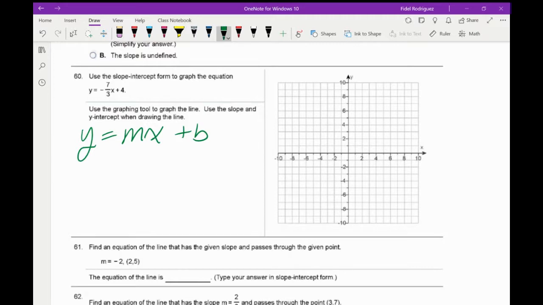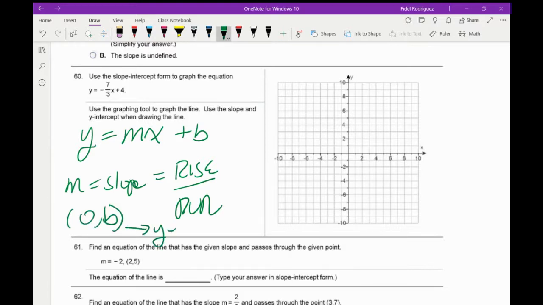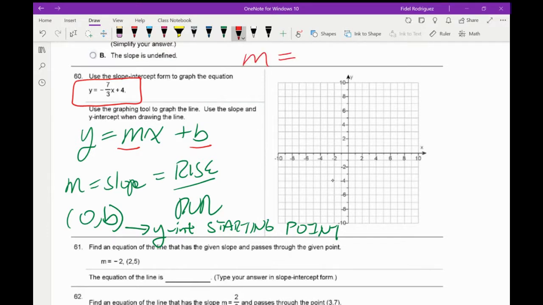All right, so this is the slope intercept form of an equation, okay? And remember what m is. M is my slope, and we call the slope the rise over the run, okay? And then the point 0 and b is going to be our y-intercept, which is always going to be, y'all, my starting point, okay? So the first thing I'm going to do is see if I can find the m and the b from this equation here. When I look at this equation, I see that m is negative 7 over 3. And my y-intercept is always 0 and then whatever the number b is, b in this case is 4, okay? So guys, this here is going to be my starting point. So I'm going to find the point 0 and 4. So here's 0 and 4 right up here, okay?